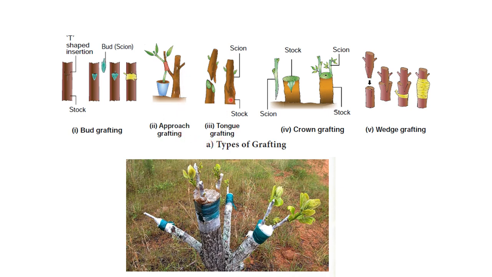Tongue grafting: stalk and scion are of the same thickness, an oblique cut is made and they are inserted, and we get one new plant. Crown grafting: the thickness of stalk and scion varies. The stalk is thick, the scion is thin, and incisions are made on the sides and the new part of the plant is inserted. The picture that we are seeing here is an example of crown grafting. Then wedge grafting: stalk and scion are of the same thickness but a wedge-shaped cut is made and inserted. Around that a cloth or a thread is wound, and we get a new plant from this. So these are examples of grafting.